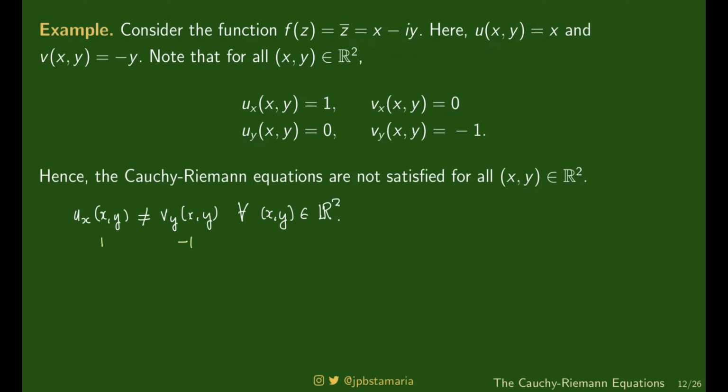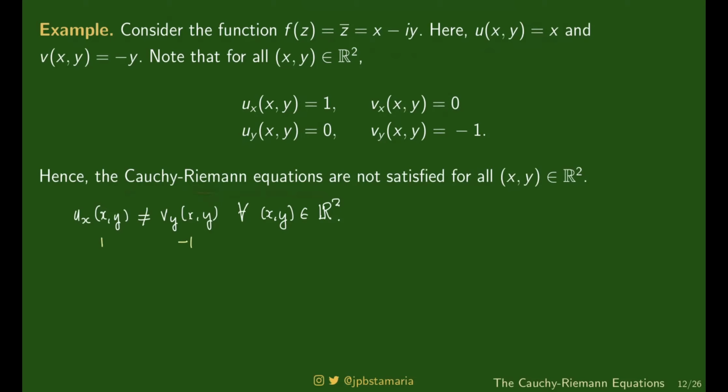Therefore, by the previous theorem once again, because the Cauchy-Riemann equations will never be satisfied at any point xy, as a conclusion, the function f of z equals z bar is not going to be differentiable at any point z in the complex plane. So this is yet another proof of the fact that f of z equals z bar is nowhere differentiable because the CREs, the Cauchy-Riemann equations, are never satisfied at any point.